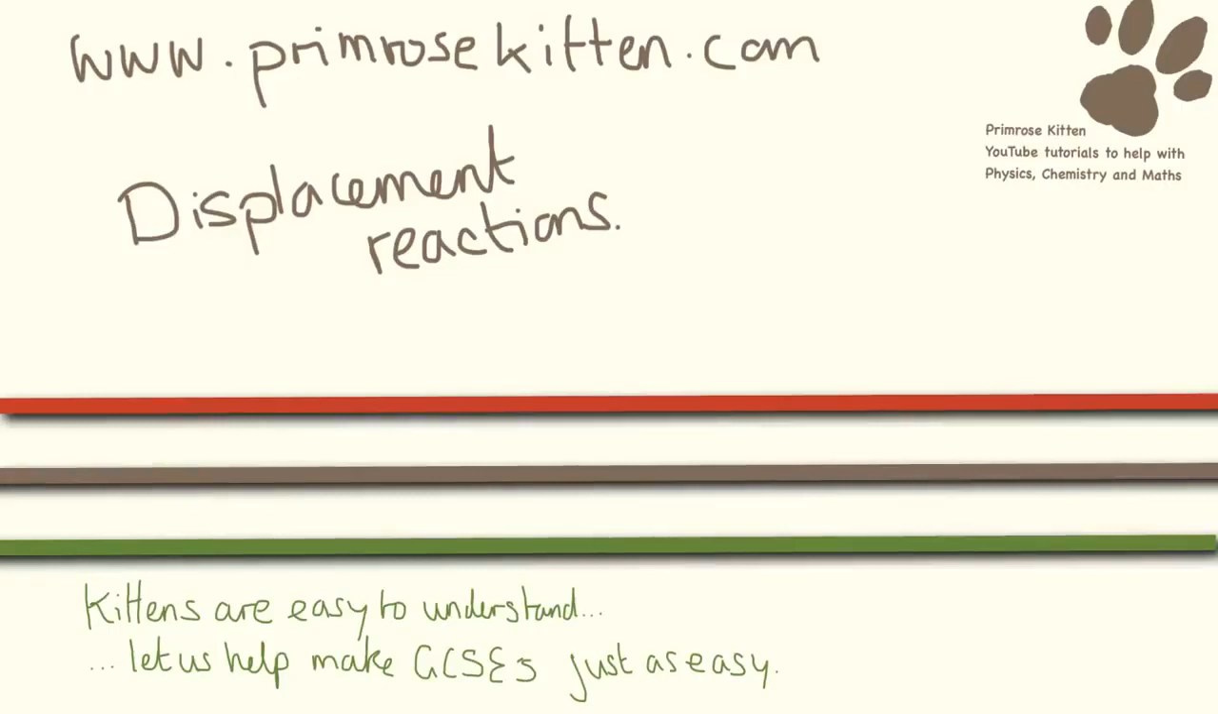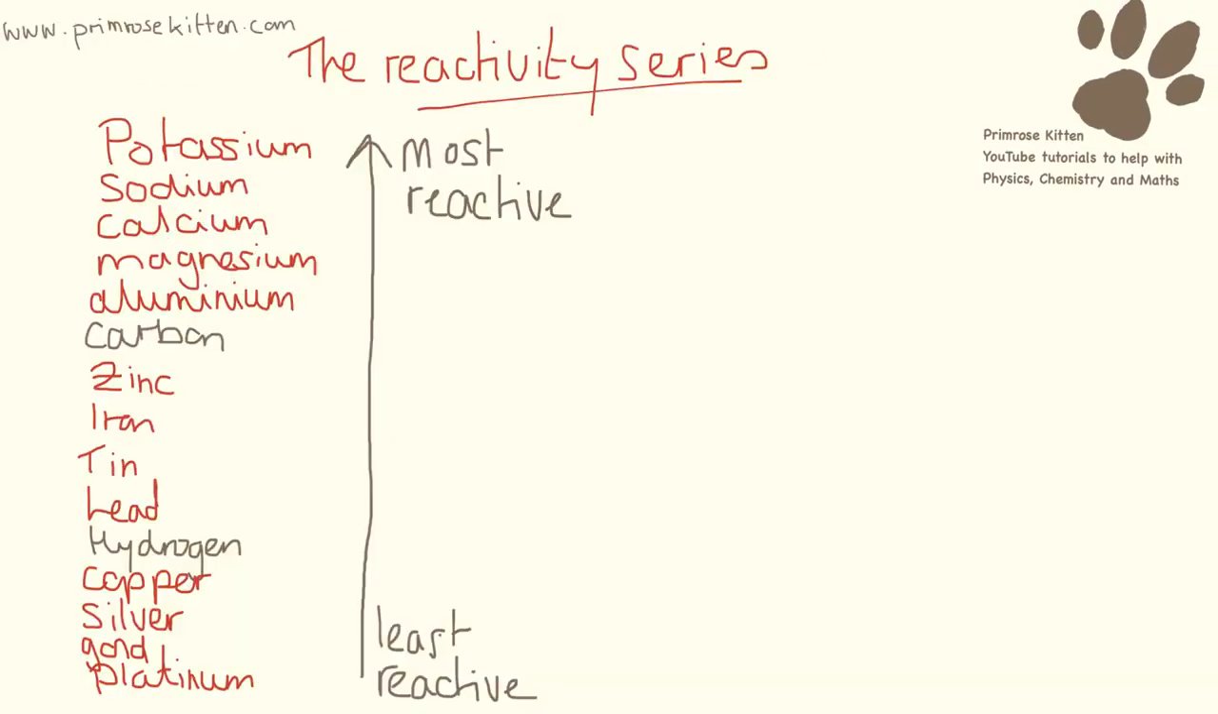We can use the reactivity series to predict what's going to happen in a reaction, and these are displacement reactions we're talking about. So here is the reactivity series with the most reactive at the top and least reactive at the bottom. And you'll notice I've put carbon and hydrogen in there. I've put these in a different colour because these are non-metals, whereas the reactivity series is the reactivity series of metals.